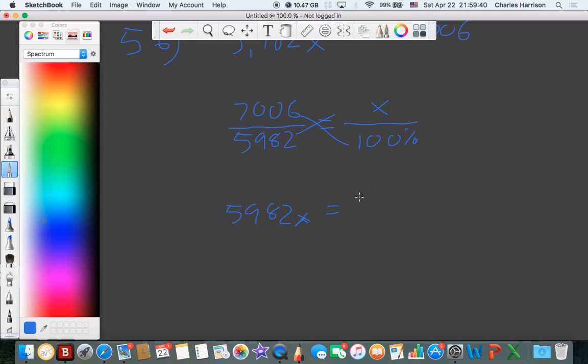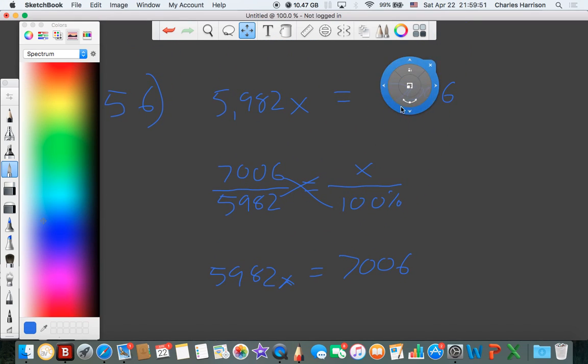All right, then when we divide, I'm going to use my calculator, one, to save some time, and also to help you see this. By the way, this is add 2 zeros because we multiply by 100. I have 700,600, and I divide it by the 5,982.